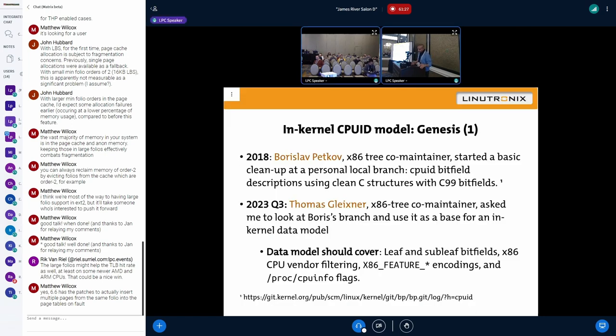So there were efforts from the x86 maintainers to start to clean things up a little bit, given all the challenges or things that people know need to be fixed. Boris, when he was back at SUSE, started some basic cleanups of the C99 CPUID bitfields, where he added clean C structures with bitfields, so the rest of the code can at least use those instead of the ugly bitwise operations. This was around 2018.